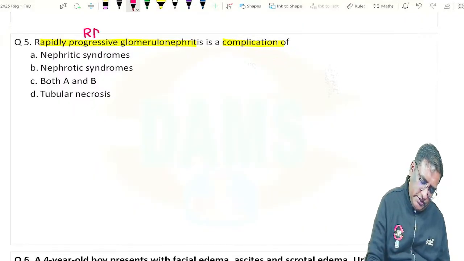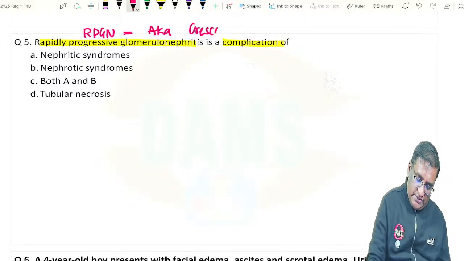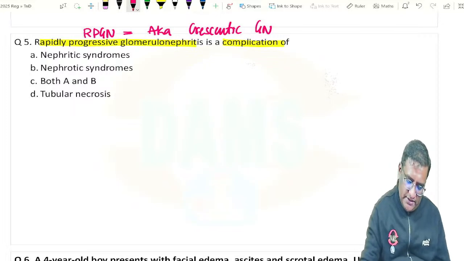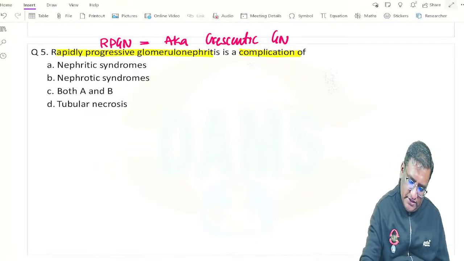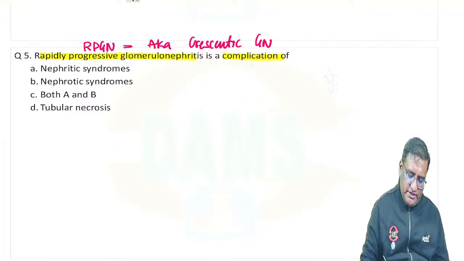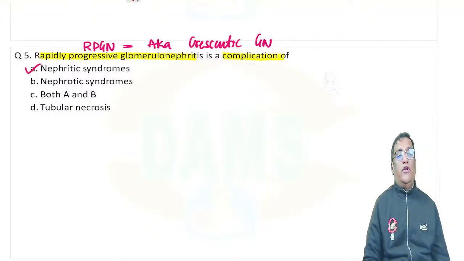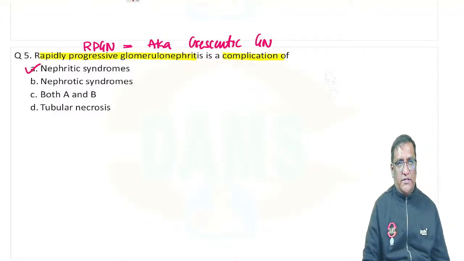So RPGN, if you remember, is also known as crescentic glomerulonephritis, because there will be crescents seen in the biopsy. So the examiner is asking you: crescentic glomerulonephritis is a complication of nephritic syndromes. Remember, it is a complication of nephritic, not nephrotic syndromes.